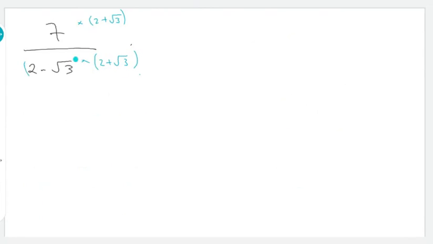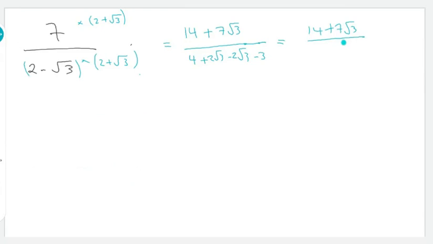So this becomes a double bracket expansion. The top bit becomes 7 times 2 is 14. 7 times root 3 is 7 root 3. And the bottom, well, 2 times 2 gives us 4. 2 times plus root 3 is plus 2 root 3. And 2 times minus root 3 is minus 2 root 3. And also minus root 3 times root 3 is minus 3. And then that simplifies to 14 plus 7 root 3 over 1. And then that simplifies to 14 plus 7 root 3.